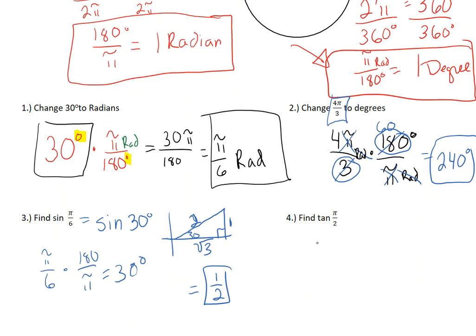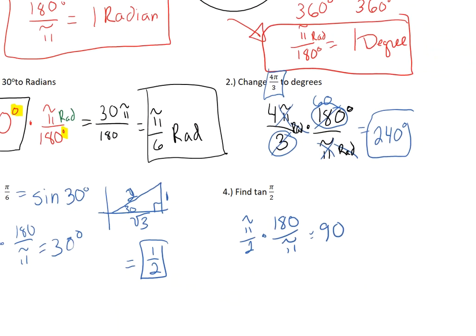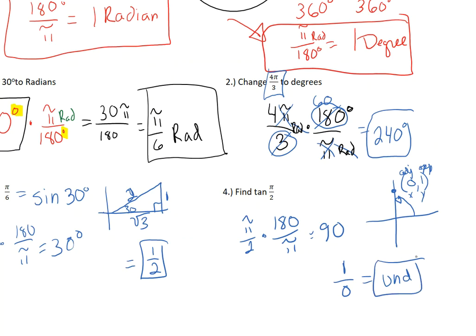Pi over 2, if we convert that, now this one isn't on your paper, but you can go ahead and mark it down. 180 over pi, that gives you 90 degrees. And I think this will be good to review. 90 degrees is right here, and we have the coordinate point 0, 1. And remember, this refers to the adjacent, or the x, and this refers to the opposite, which is the y. So tangent would be opposite over adjacent, which would be undefined.